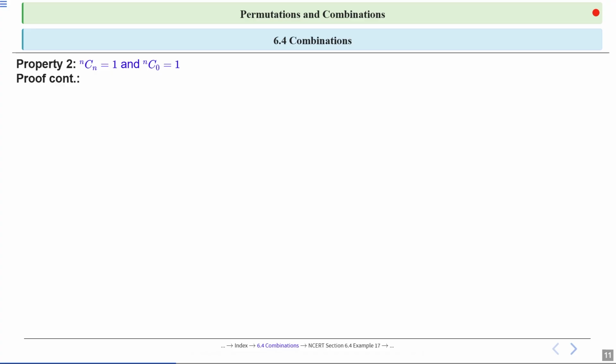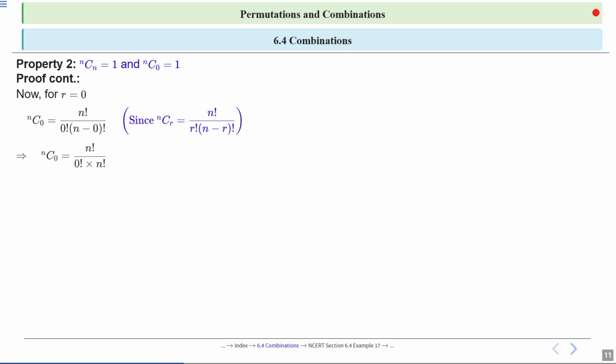Now let's continue with the proof of property 2 here. That is nC0 equals 1. So for r equal to 0, nC0 equals n factorial upon 0 factorial times (n minus 0) factorial, since nCr equals n factorial upon r factorial times (n minus r) factorial. It implies nC0 equals n factorial upon 0 factorial times n factorial. It implies nC0 equals n factorial upon n factorial, since 0 factorial is 1. It implies nC0 equals 1. Okay, so we proved here nCn equals 1 and nC0 equals 1.